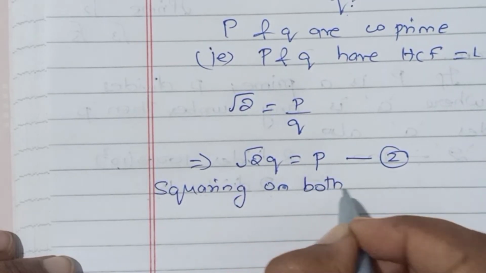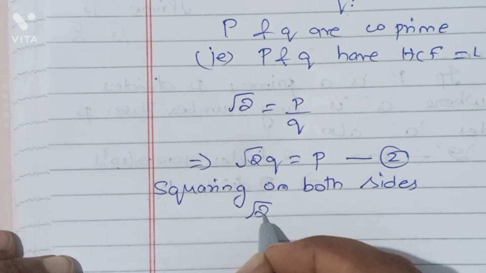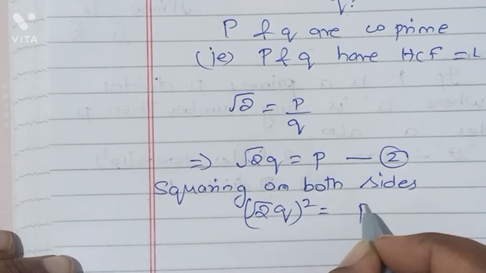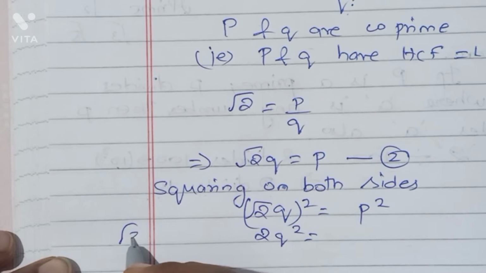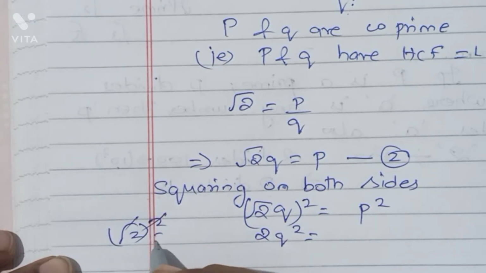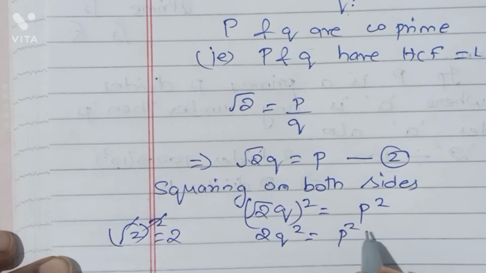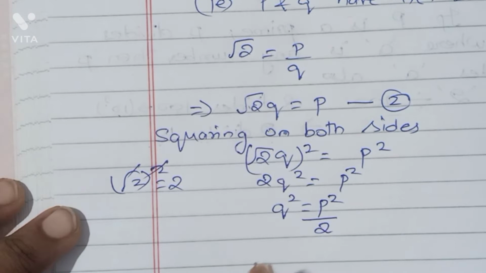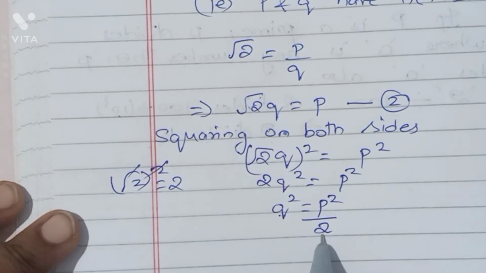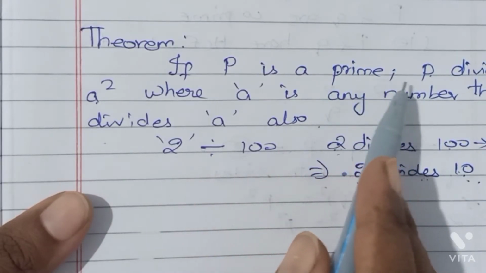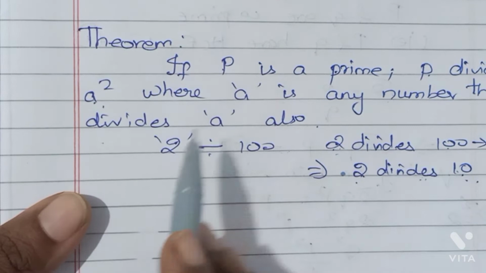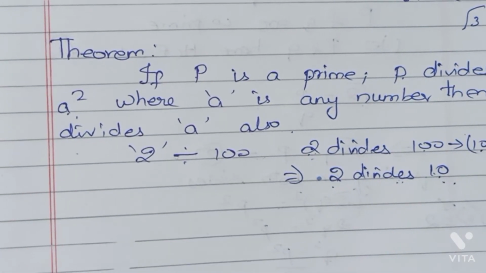Squaring on both sides, we get root 2 q the whole square equal to p square. This is nothing but 2 q square, because root 2 the whole square is nothing but 2, as the square and root get cancelled. So 2 q square is equal to p square, so q square is equal to p square by 2. What is the previous theorem? Just now we had seen: if p is a prime number and p divides a square, then p divides a also. I am going to apply that concept.